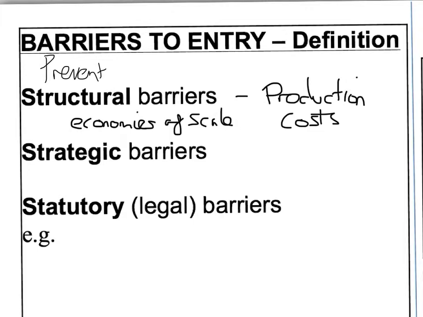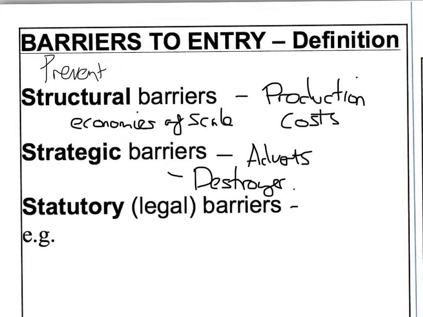Right, the second one, strategic barriers. These are actual tactics they use to try and stop firms from being able to enter the market. So this could be things to do with advertising. It could also be things like destroyer prices. This is where they set the price really low as soon as anyone tries to enter the market, and then the company goes bust. And then once they've gone bust, they put their prices back up again. They call that destroyer pricing.